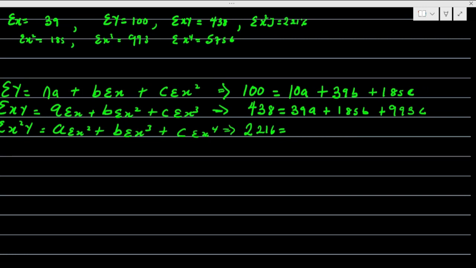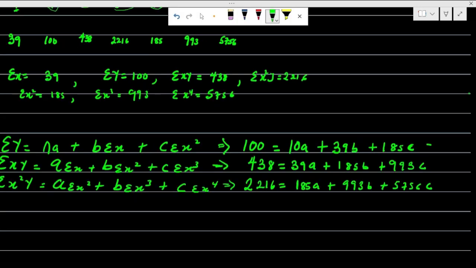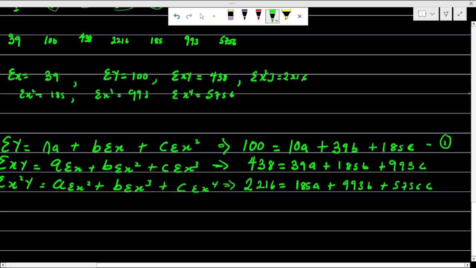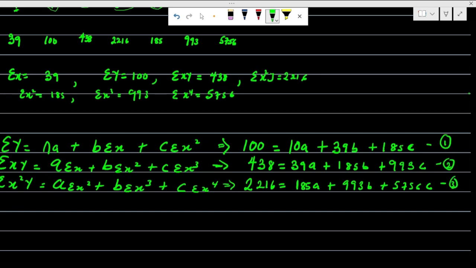the summation of x squared. The summation of x squared is 185. So we have 185a plus 993b plus, that is summation of x raised to the power 4, 5756c. So you can say that this is three equations in three variables. This is equation 1, this is equation 2, this is equation 3.